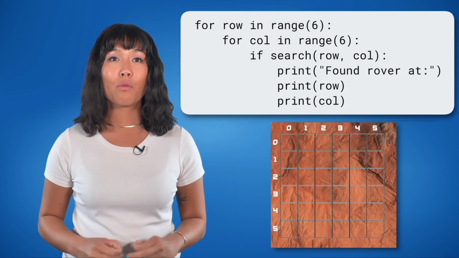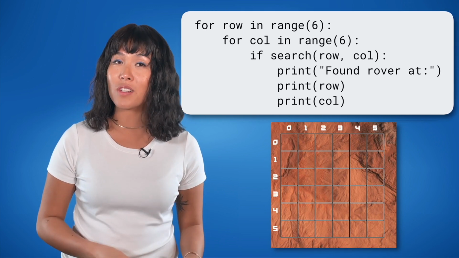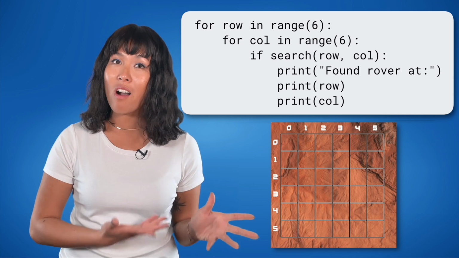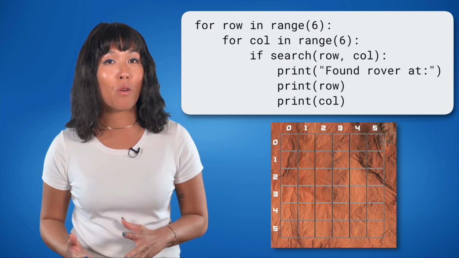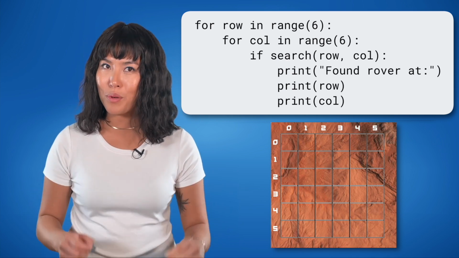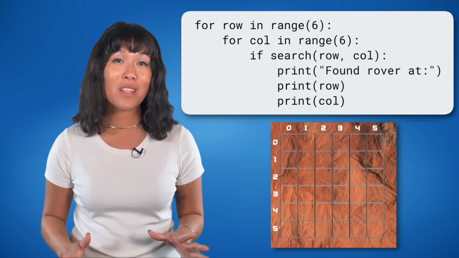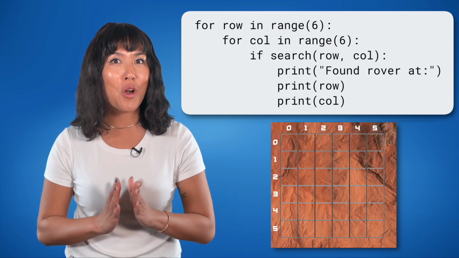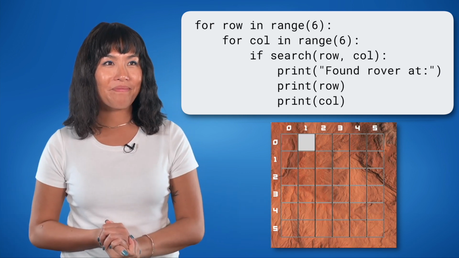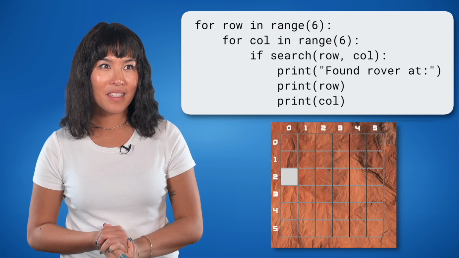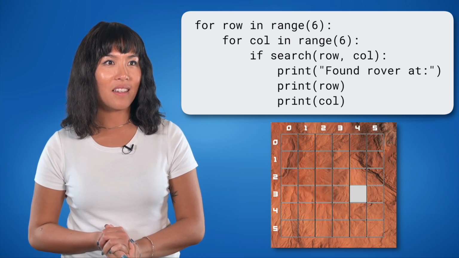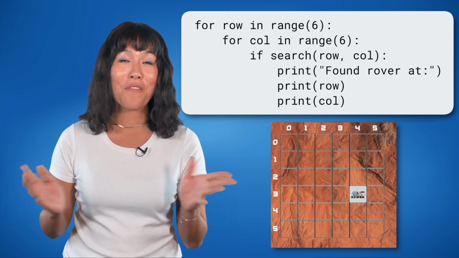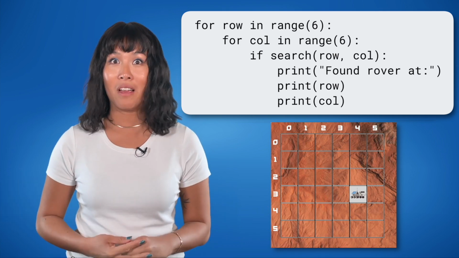Our nested loops go through each coordinate, and our search function accepts a row value and a column value. It returns if the rover was found, and if so, we print its location. This is a very systematic way to explore every part of our grid. Let's watch as our code goes to work. It looks like we found the rover at row 3, column 4. Great job!